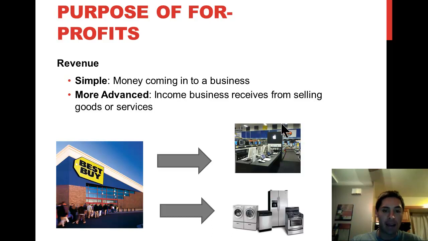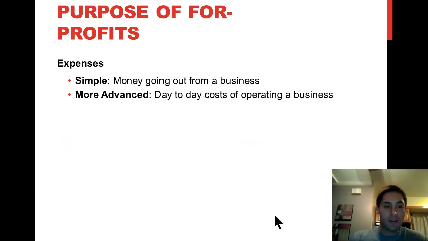So for example, Best Buy, two examples here of how they might get revenue: by selling electronics in the top picture, or by selling appliances in the bottom picture. And these are just two of many different ways that Best Buy generates revenue, the money coming in to a business. But we also learned yesterday that in order for Best Buy to get this revenue, they have to incur some expenses. Expenses, again, the money is going out of a business. More advanced definition, the day-to-day costs of operating the business.